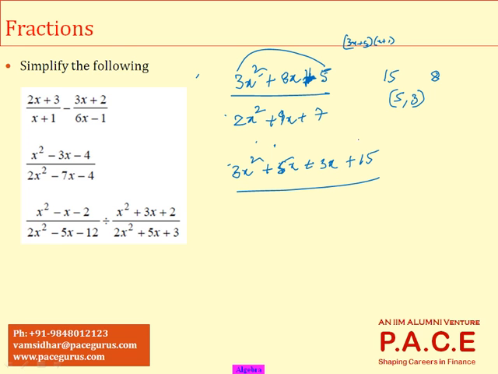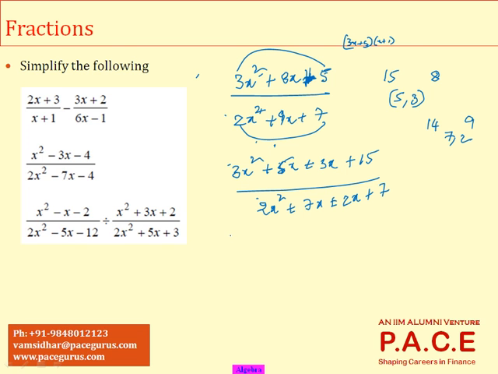divided by, how do I write this? Here I need two numbers whose product is 14, whereas the sum is 9. I can take 7 and 2. So I'll write it as 2x squared plus 7x plus 2x plus 7.